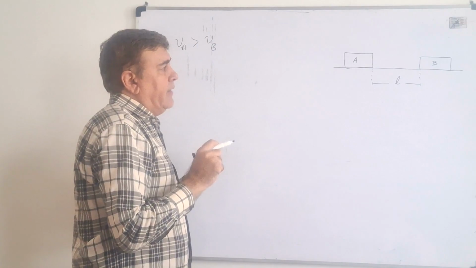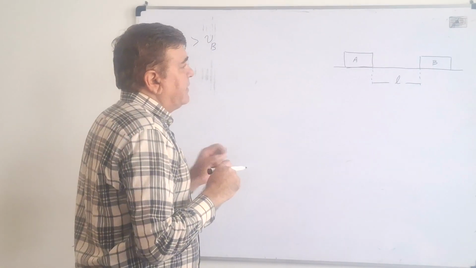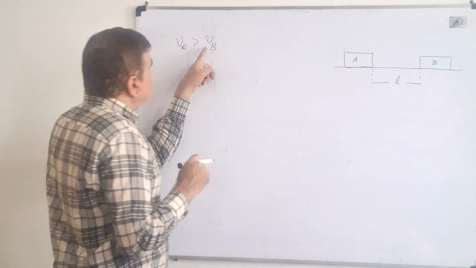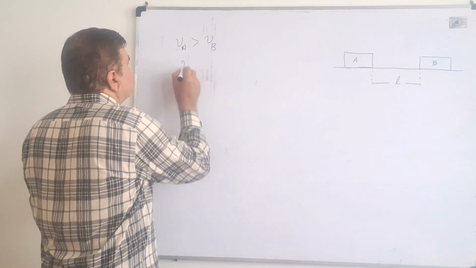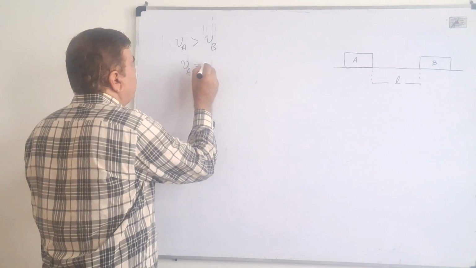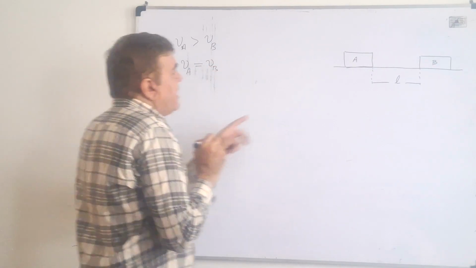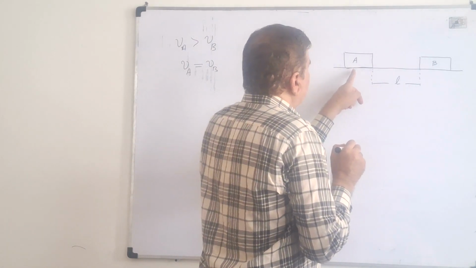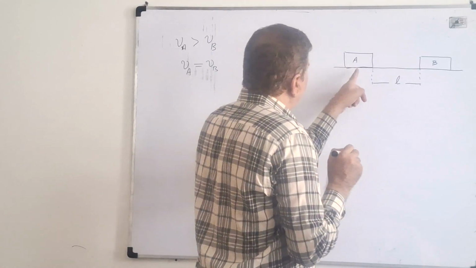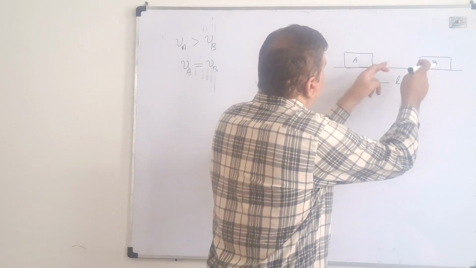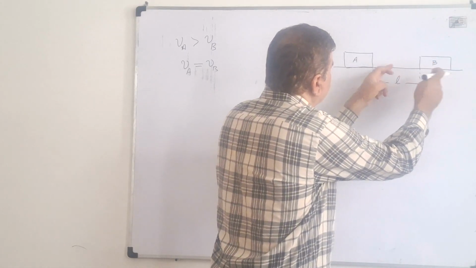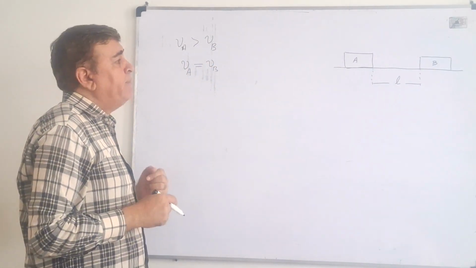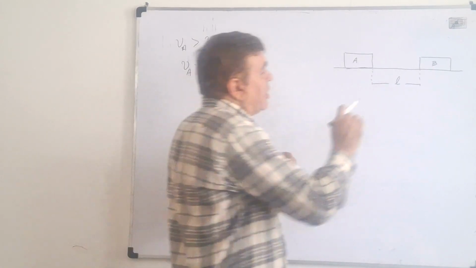And when can the accident be avoided? Obviously, when the speed of car A reduces to the speed of car B. That is one condition: VA should be equal to VB, and that reduction in speed should be done in time, before the two bodies touch each other. So there is a condition of time.